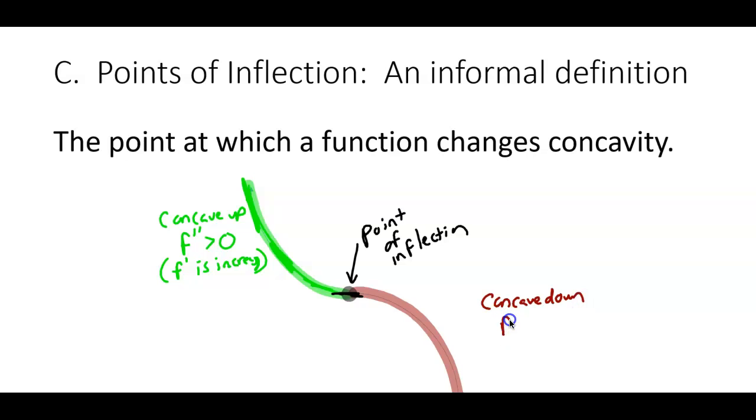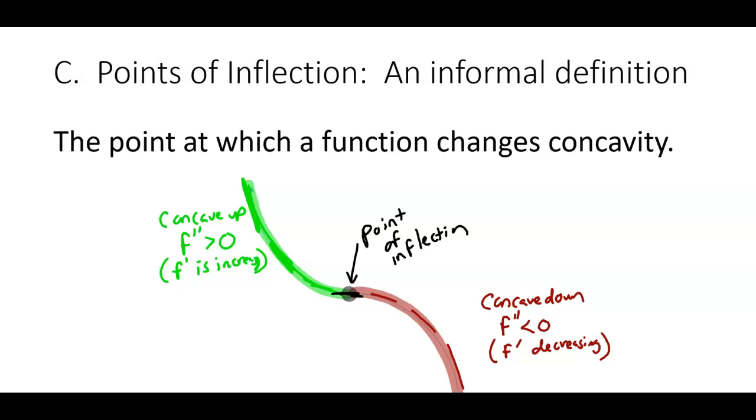Right? Which means that the second derivative is less than 0, or another way of saying that is that the derivative is decreasing. It starts off with a slope of 0, and then it's kind of negative, a little more negative, and a little more negative. It gets more and more negative, so the slope is decreasing because it's becoming more negative.